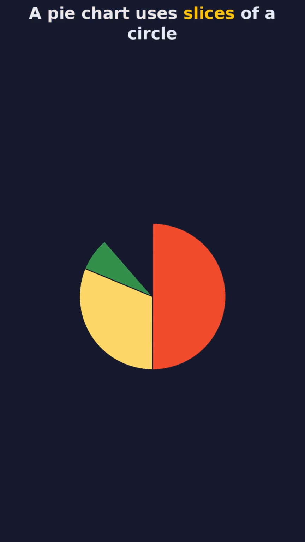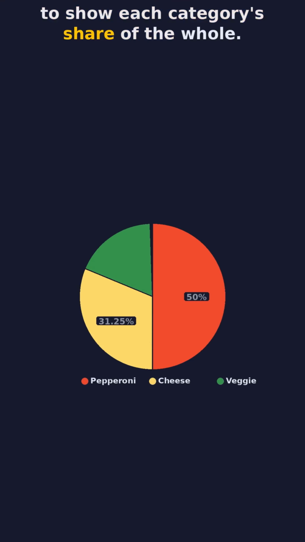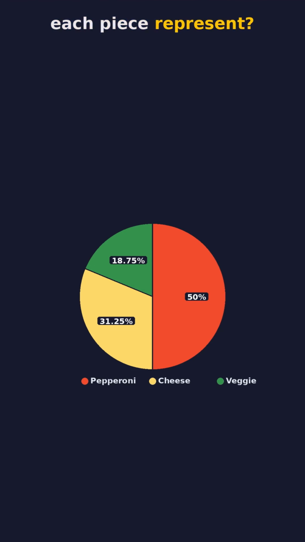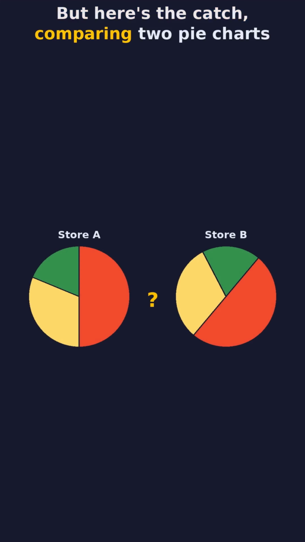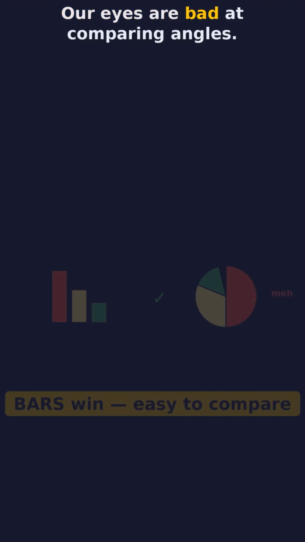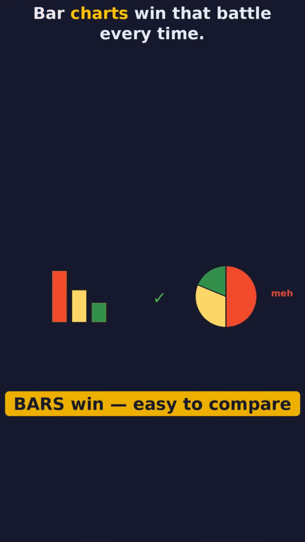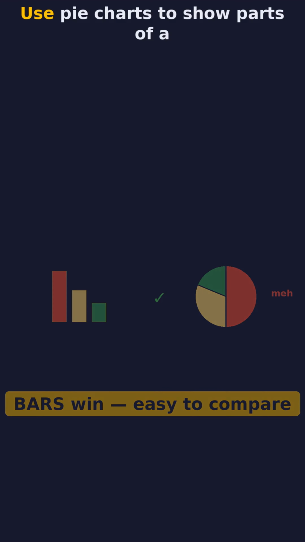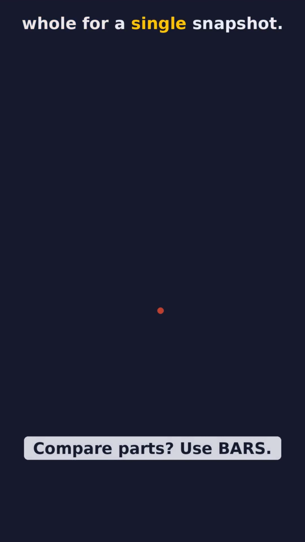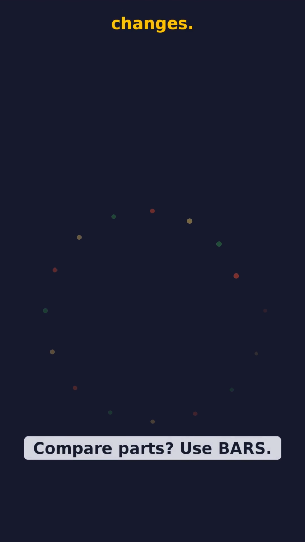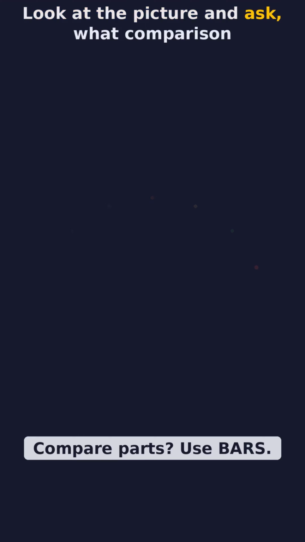A pie chart uses slices of a circle to show each category's share of the whole. It's great for one question: what proportion does each piece represent? But here's the catch: comparing two pie charts side by side. Terrible. Our eyes are bad at comparing angles. Bar charts win that battle every time. So here's the rule of thumb. Use pie charts to show parts of a whole for a single snapshot. Use bar charts to compare categories or track changes. Look at the picture and ask, what comparison am I trying to make?